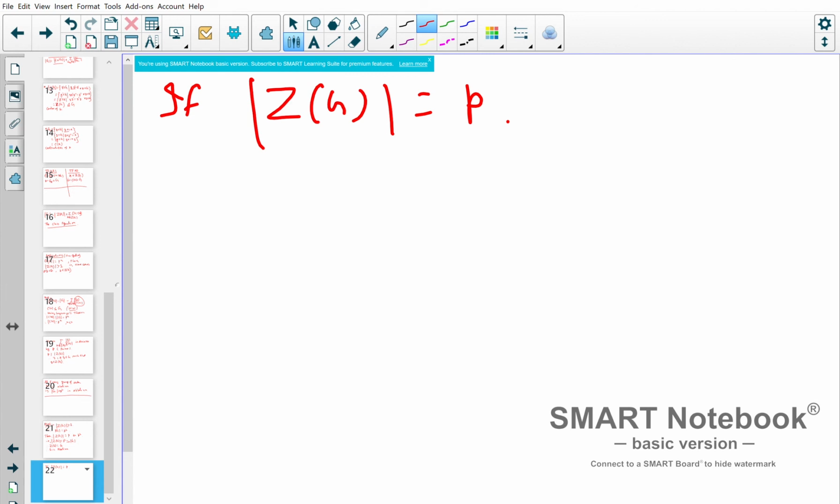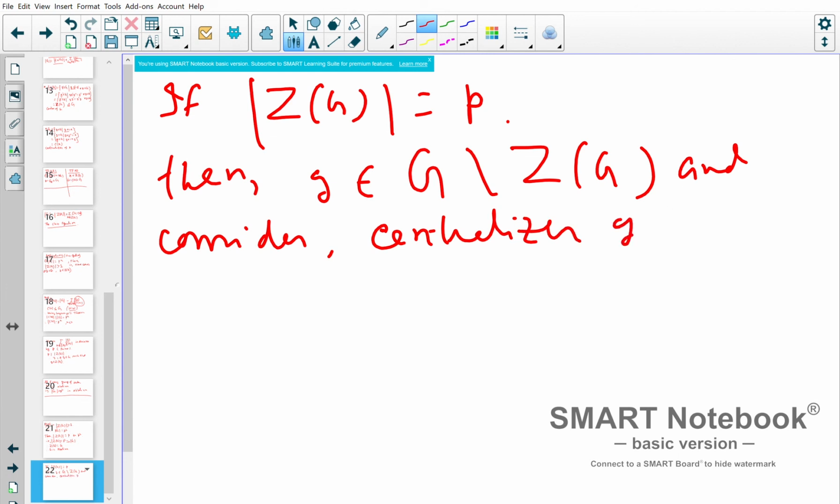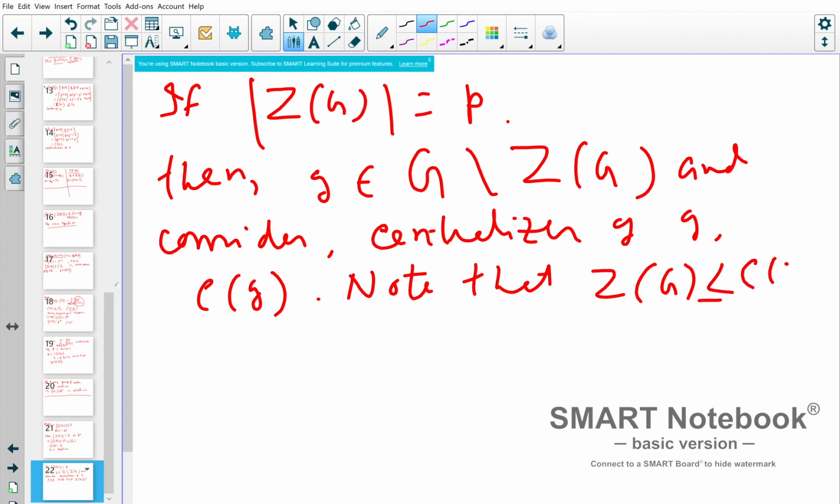So what does that mean? That means you have exactly p many elements which commute with everything. Now you find some g belonging to the group but not in the center, and you consider the centralizer of g. Note that the center is a subgroup of the centralizer of g. Why? Because every element which commutes with every element of the group also commutes with g.